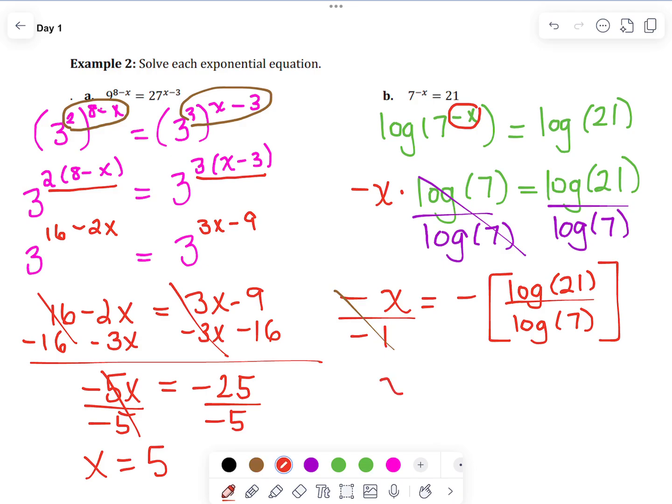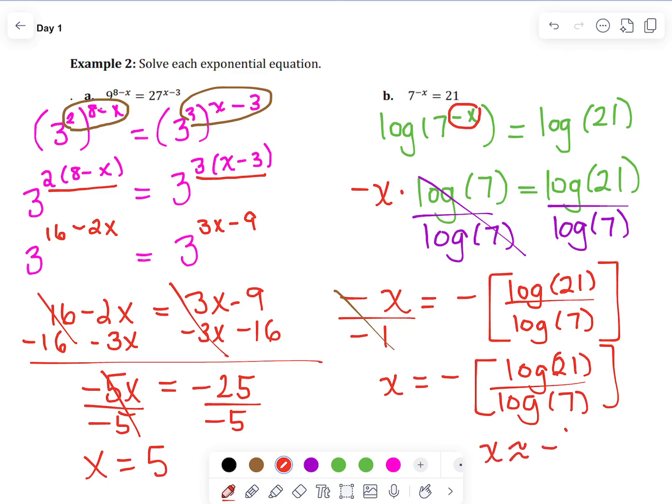Then what we would do is enter this into our calculator. Be very careful. You would want to use a large bracket. And when we're done, our answer will be approximately negative 1.565. I do suggest that you pause and enter that into your calculator to make sure you know how to use it.